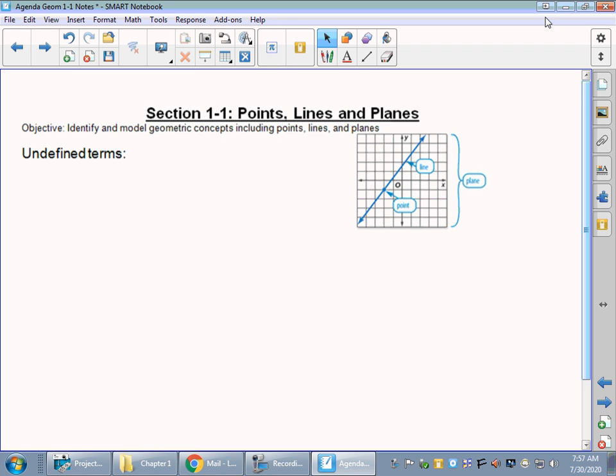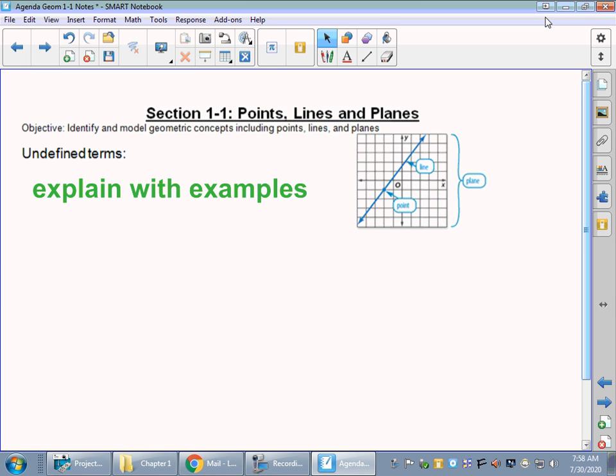So we're going to start off with geometry, lots of terminology to start with. So we're going to start with points, lines, and planes, the most basic terminology and concepts that we're going to use throughout this chapter, this year. So technically, points, lines, and planes are undefined terms. It's hard to define them. We explain them using examples.